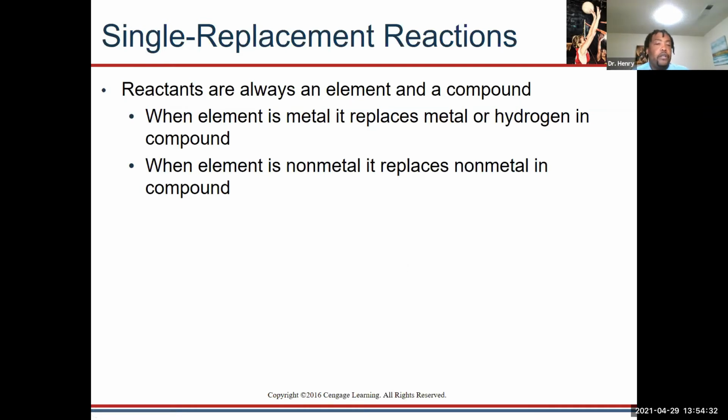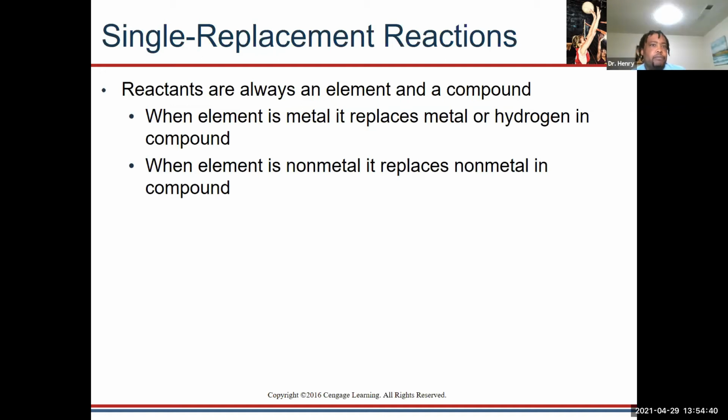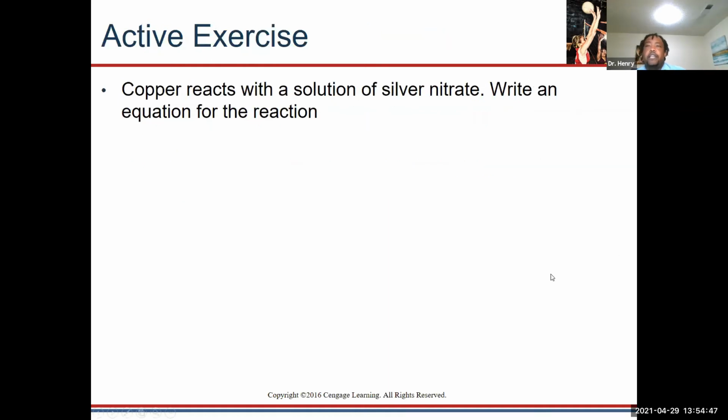Okay, so like I said earlier, when we're replacing those elements, a metal can only replace a metal or hydrogen, because hydrogen can kind of act like a metal sometimes, or nonmetals have to replace nonmetals. Okay, let's test your skills out here. Copper reacts with a solution of silver nitrate. Write the chemical reaction.